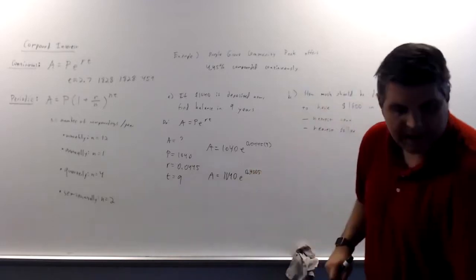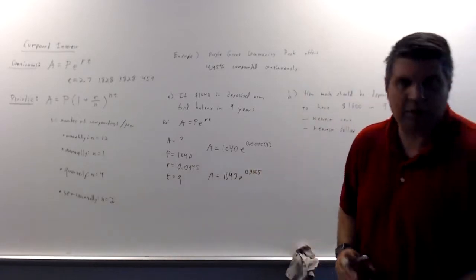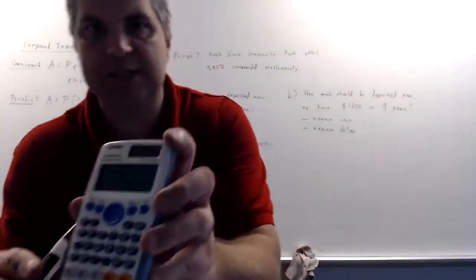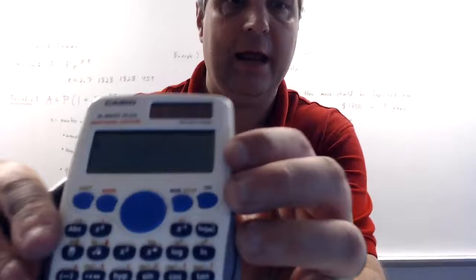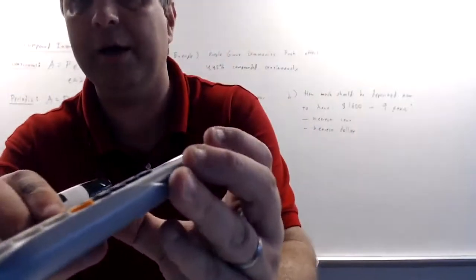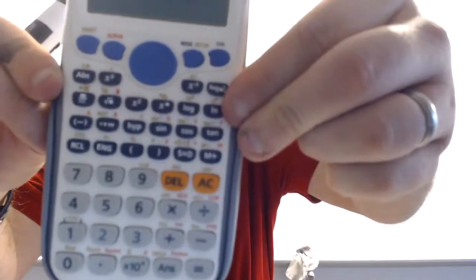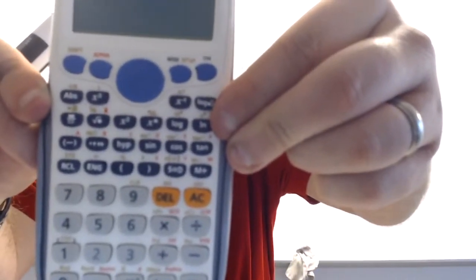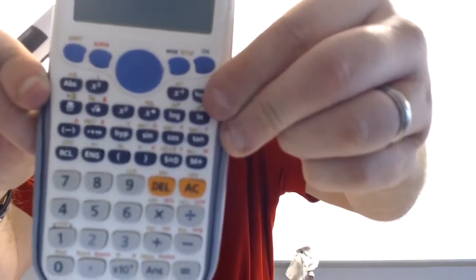Okay. Now, on my calculator, which is a Casio, you will typically see an LN button. On my calculator, it's right there. Some calculators, it may look like a capital I, but it's actually LN. Okay? Right above that LN, you will see e to a power.